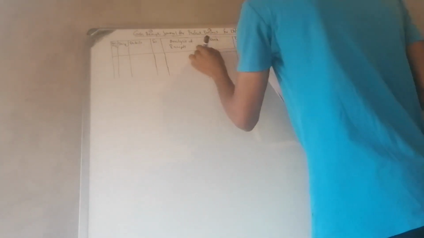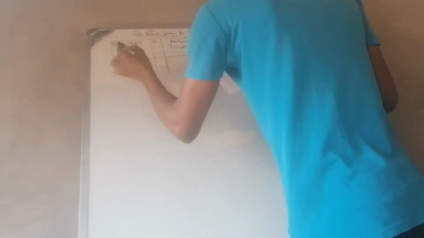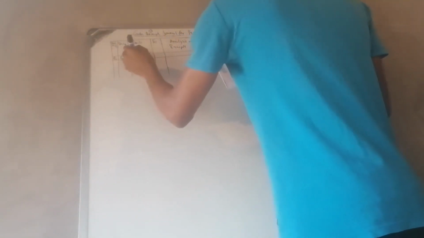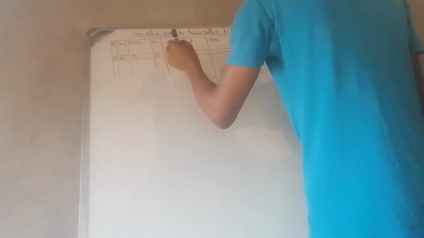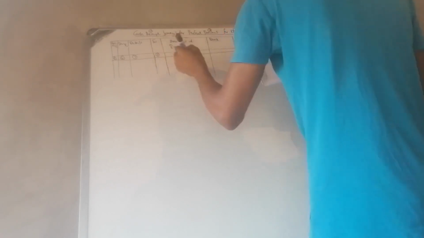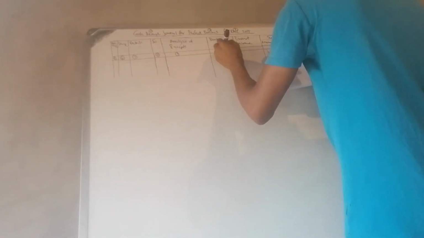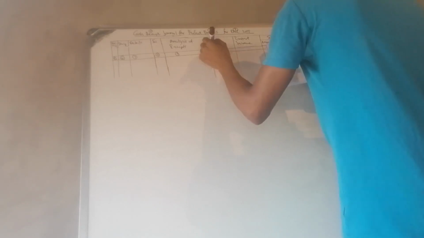Let me just try to draw up a line. And then we have the document number 5. We have day, which is number 6. We have the details, which is number 7. We have the folio, which is number 8. Analysis of receipts, which is number 9. We have the bank, which is your number 10.